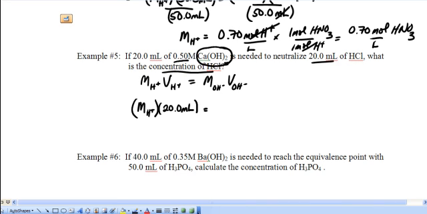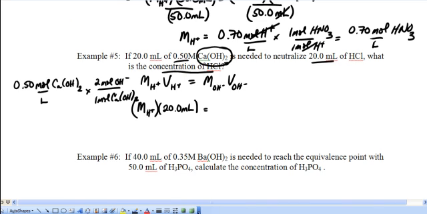Another way to look at that is that if you have 0.50 moles per liter of calcium hydroxide, there are 2 moles of OH minus for every 1 mole of calcium hydroxide. And so in fact you do need to double that. So we're going to say that this is 1.0 molar hydroxide. And then the amount of base needed to neutralize it is 20 milliliters.